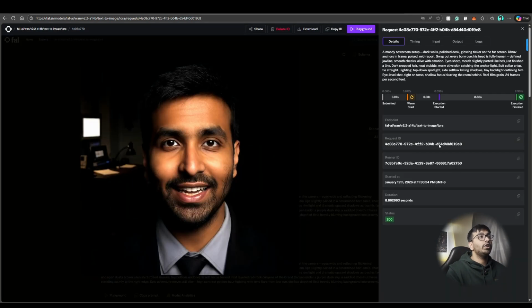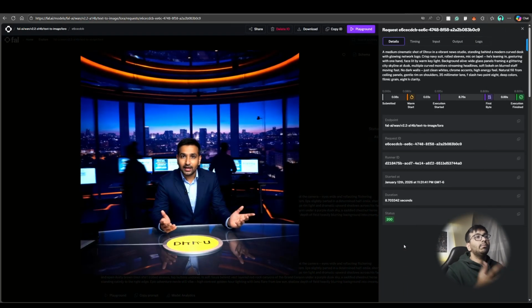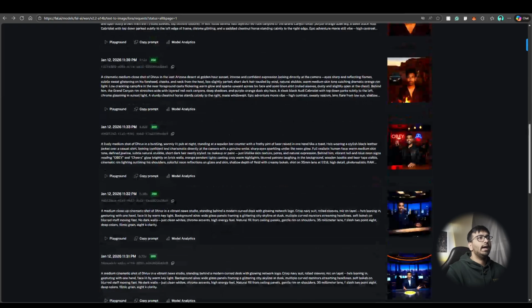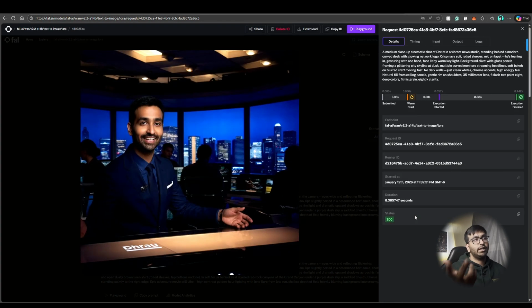I put a moody newsroom where Dhruv is standing. Always put the word Dhruv, that's the trigger word. Amazing results. Like, this is so good. I put medium shot of Dhruv in a vibrant new studio. The first one, it got it wrong, but there's still some weird text here that says Dhruv.